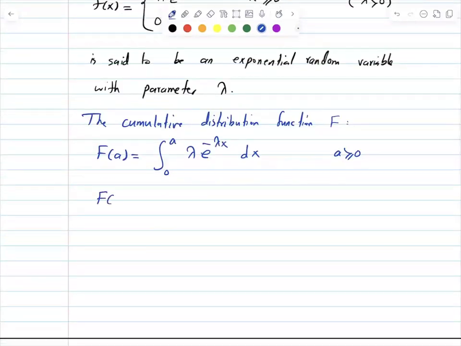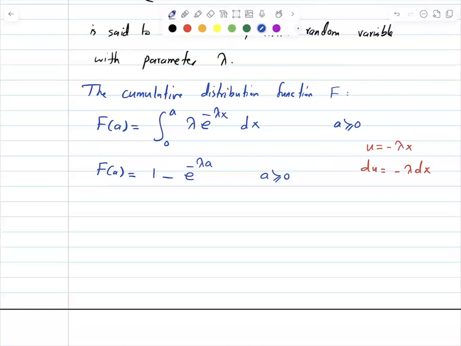Let's go back to calculus. F of a is equal to, so basically, since we are taking the integral with respect to x, we can use u substitution. Let u be negative lambda x, du is negative lambda dx. So basically, this is equal to 1 minus e to the power negative lambda a, and a, as we mentioned, is more than or equal to 0. And please note that if you take the limit as a goes to infinity, F of infinity is equal to 1 minus 0, which is basically 1, or you get the integral 0 to infinity of lambda e to the power negative lambda x dx, which is nothing but 1.